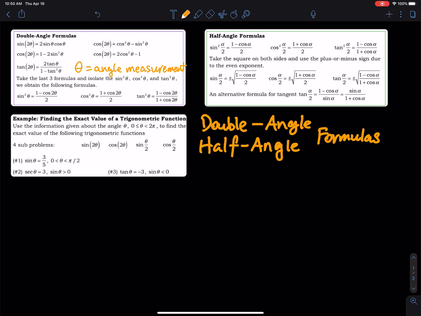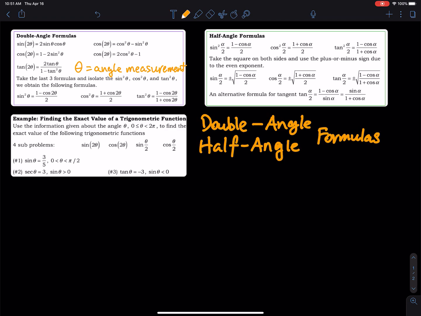Usually for cosine 2 theta, we use cosine squared theta minus sine squared theta. But depending on the problem, sometimes we can use 1 minus 2 sine squared, and sometimes we use 2 cosine squared minus 1. And then the tangent 2 theta, you have to use in this section. But when you take calculus in the future, you won't be using tangent 2 theta very often.